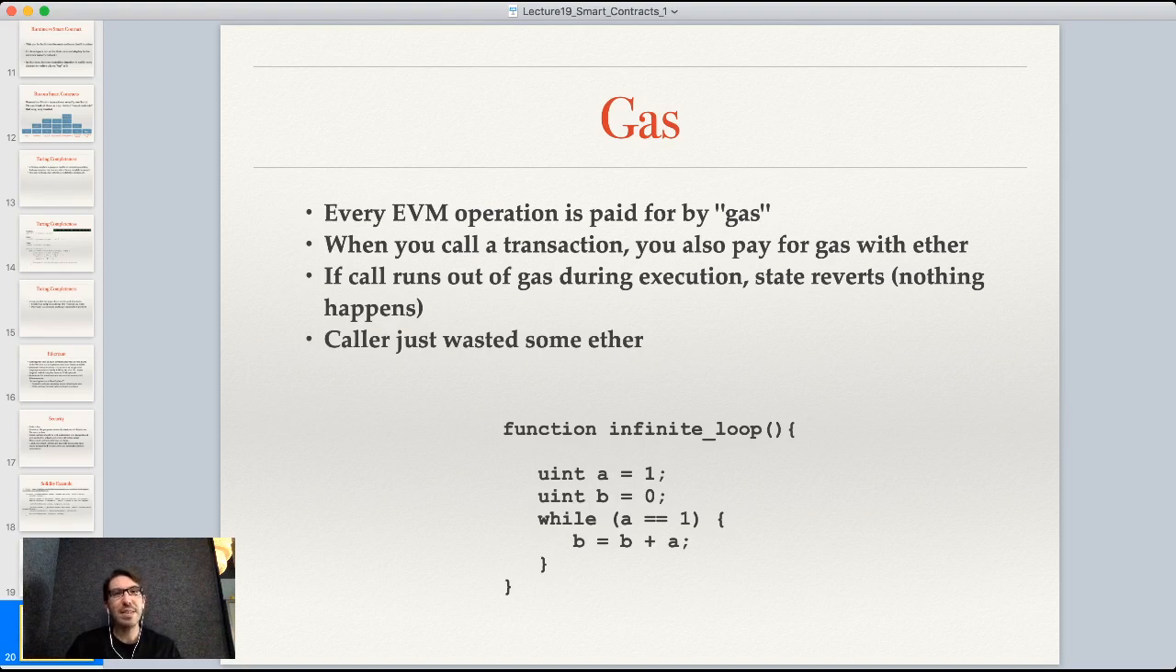So hopefully this has given you a good idea of how smart contracts work. In the next lecture, we're going to actually walk through creating our own smart contract.